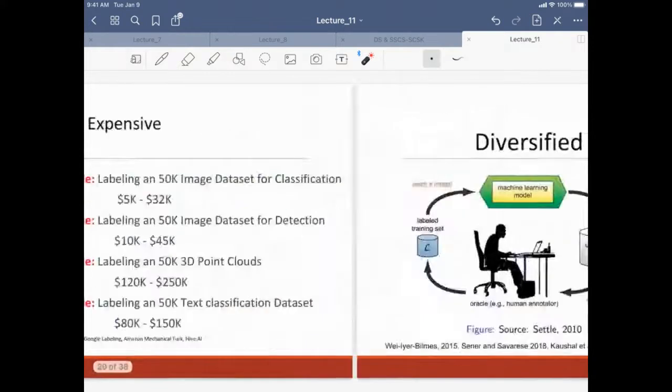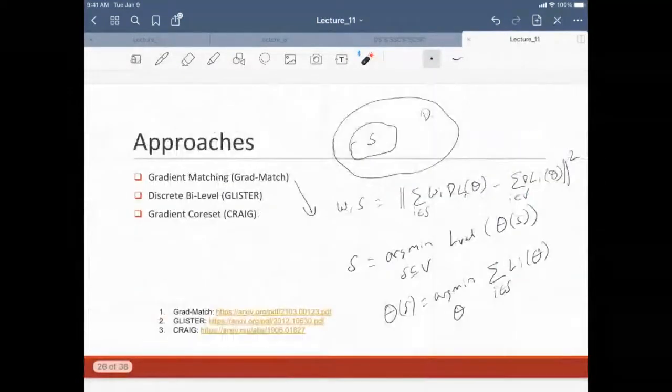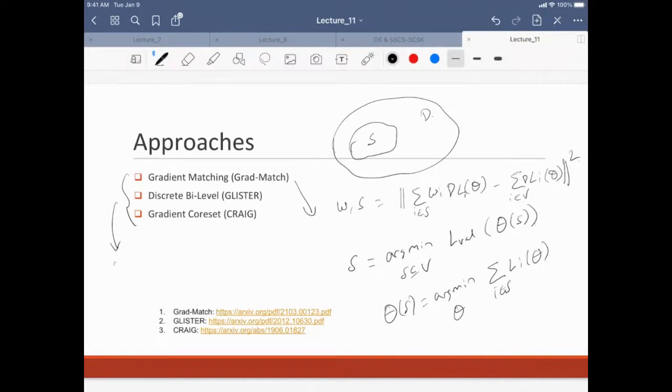One thing I should mention that I didn't mention: all of these are discrete optimization problems. This entire subset selection is posed as a discrete optimization problem, and it turns out that for all three of these we can connect it back to submodularity.